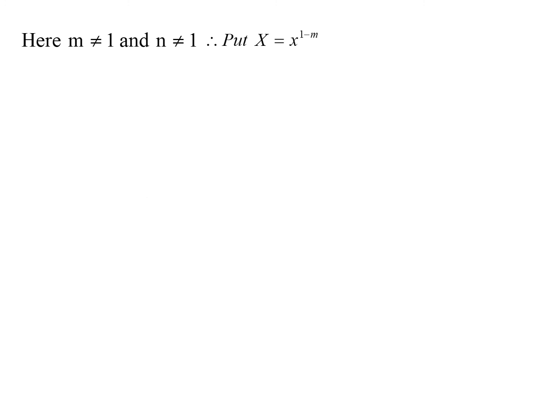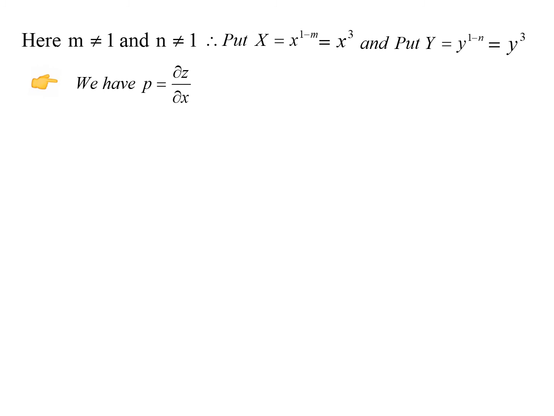Now let us make the substitutions. Since m is not equal to 1 and n also not equal to 1, we have these substitutions. Capital X as x power 1 minus m, which is going to be x cube here, and capital Y is y power 1 minus n, and that is going to be y cube, since we had m is minus 2 and n is minus 2.